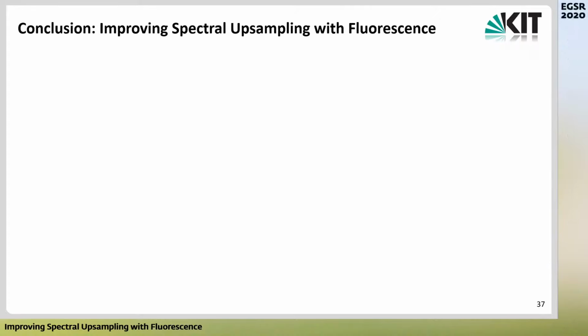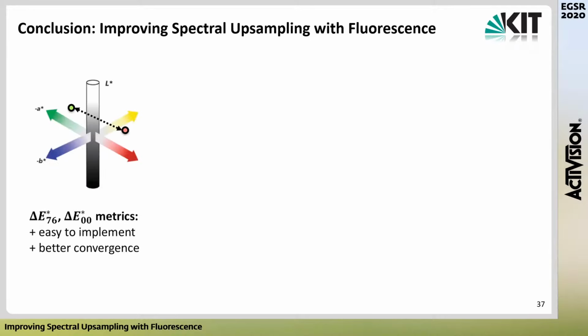To conclude, we propose 3 variations to spectral upsampling with fluorescence. First, we used the delta E76 and delta E2000 color difference metric during the optimization process, and this was easy to implement and led to an overall faster and smoother convergence, so this is something I would definitely recommend.